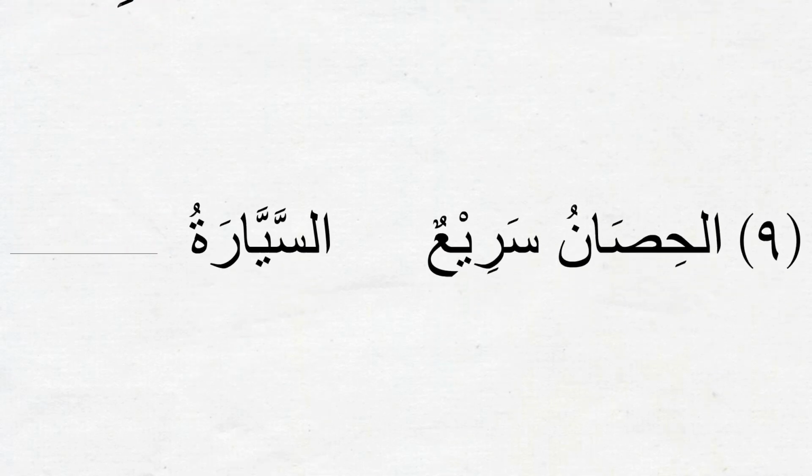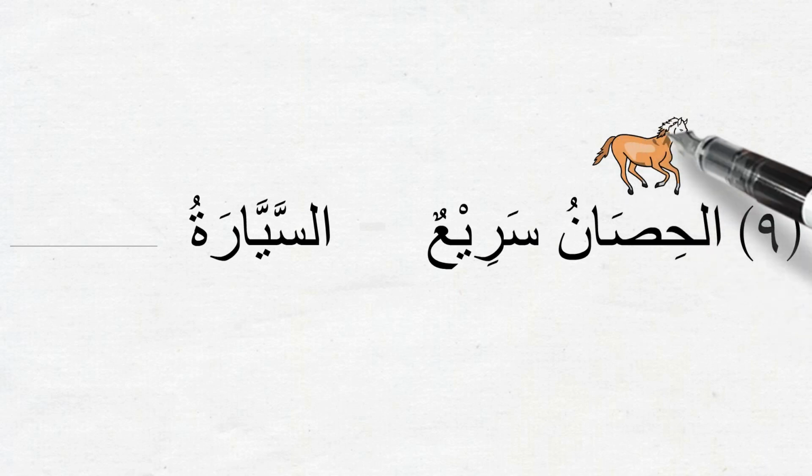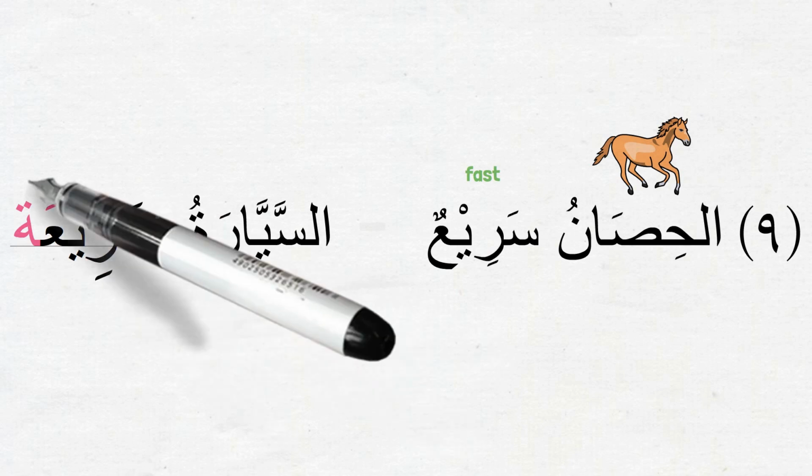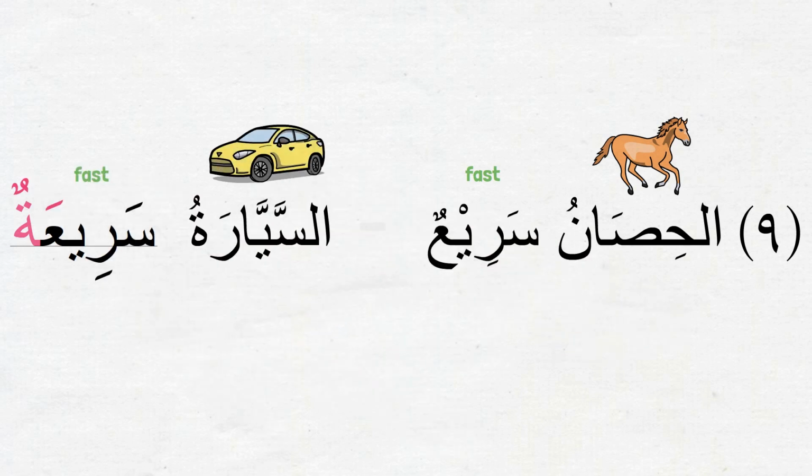In line 9, we have الحصان سريع. The horse is fast. سريع means fast. Now we should use the same ism for السيارة. And it will be السيارة سريعة. The car is fast. الحصان سريع, السيارة سريعة.